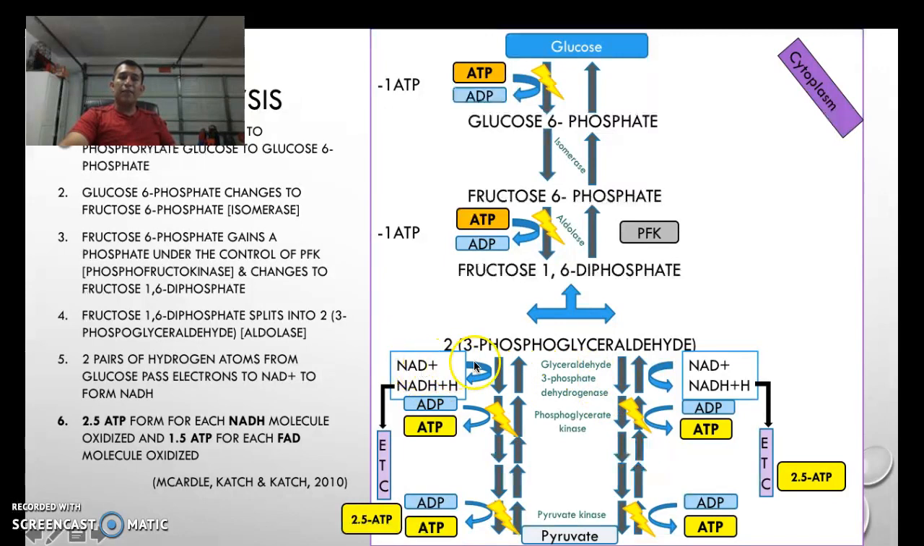NAD catalyzes and turns into NADH plus, so it gains some hydrogens to get sent to the electron transfer chain. Also here, phosphoglycerate kinase. There's some energy that is lost, this heat obviously. ADP picks up a phosphate and creates one ATP, and another one right down here, pyruvate kinase.